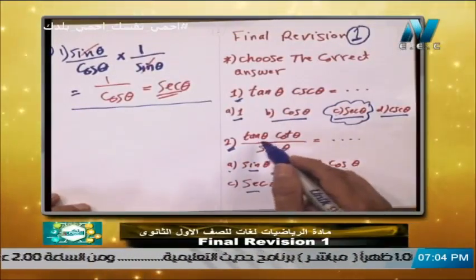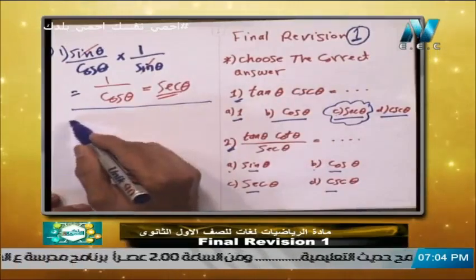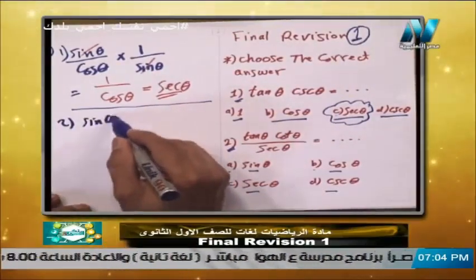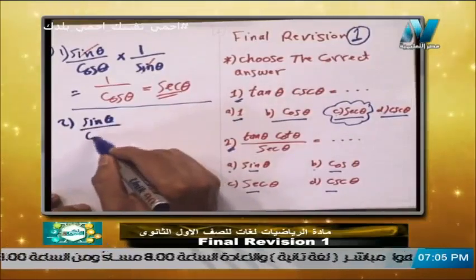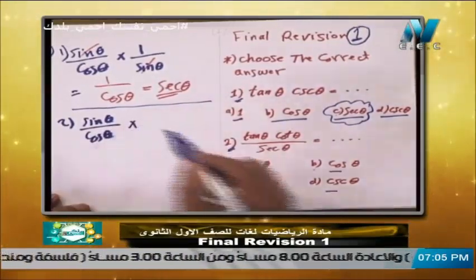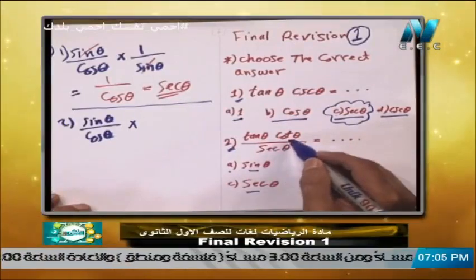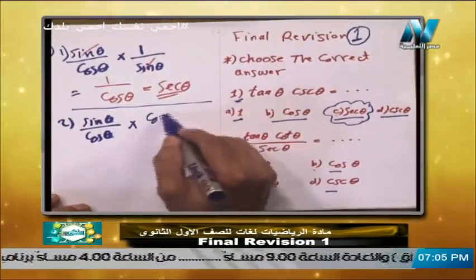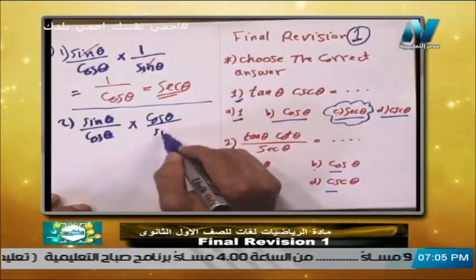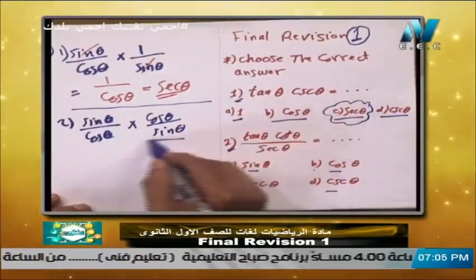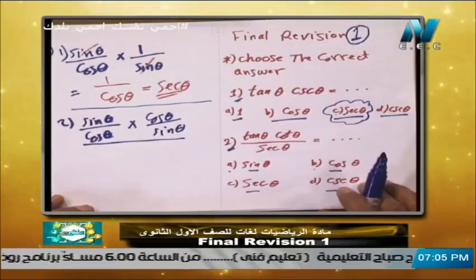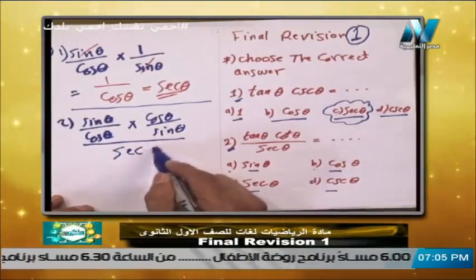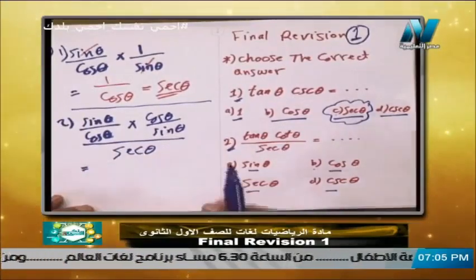So we have tan theta here. We can expand it to be sine theta over cosine theta multiplied by cotan theta here. We can expand it as cosine theta over sine theta, over all of them over sec theta. Let it be as it is for a while.